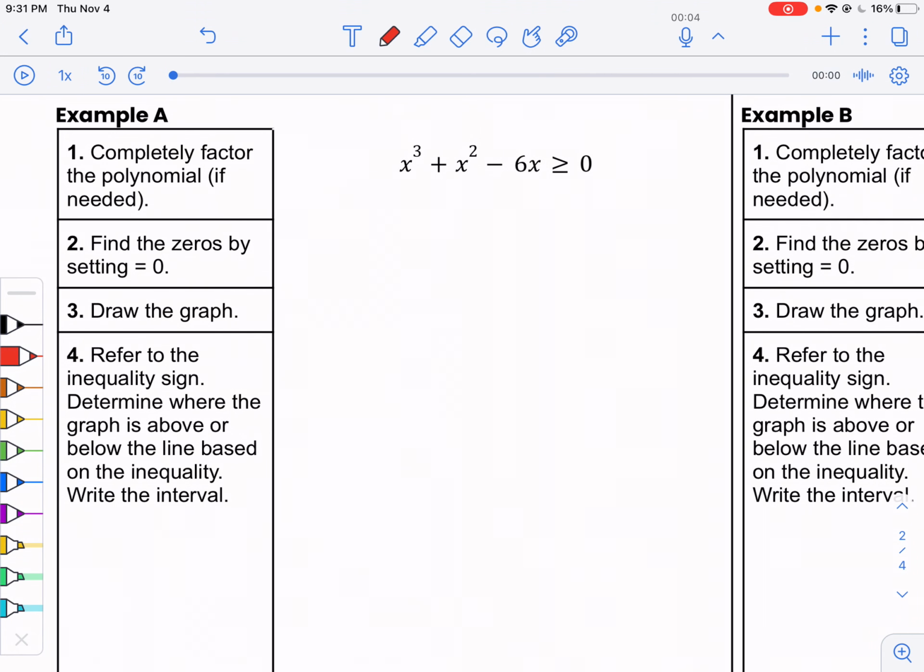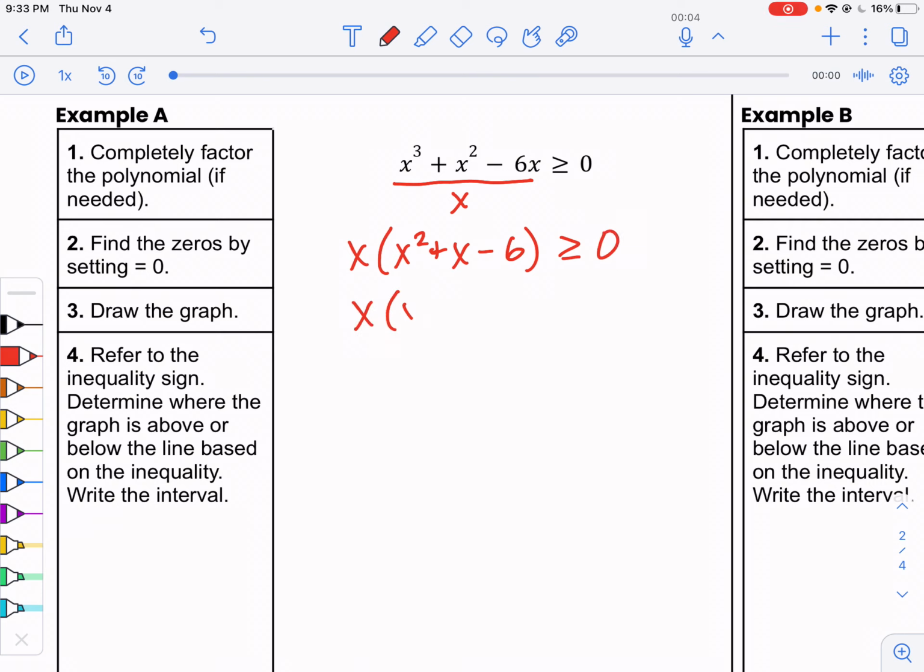So first step's always the same, completely factor it. So we see the same problem here. I'm going to go ahead and divide by x. Right, so we have x squared plus x minus 6, still greater than or equal to 0.